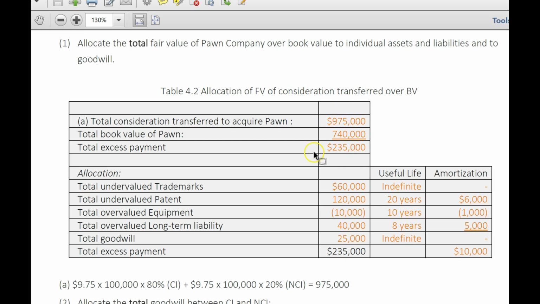When we consolidate, we always consider 100% of the assets and liabilities. If you watch my video 1, the parent always consolidates 100% of the subsidiary's assets and liabilities. So when we consider their fair value excess, it also has to be 100%. This also applies to the goodwill.